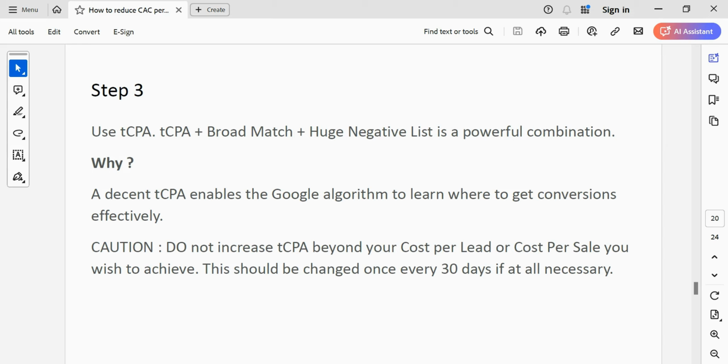The third step is TCPA. Now all of us know that TCPA and broad match and a huge negative list, it's a very powerful combination.